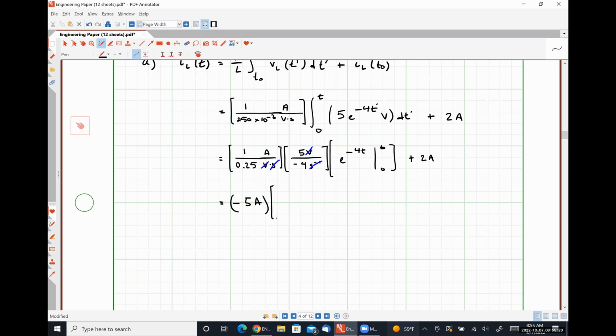And then I'm going to have e to the 4t minus e to the minus 4 times 0, which is 1. And this is something that I see a lot of you guys make simple mistakes on. E to the 0 is not 0. E to the 0 is 1.